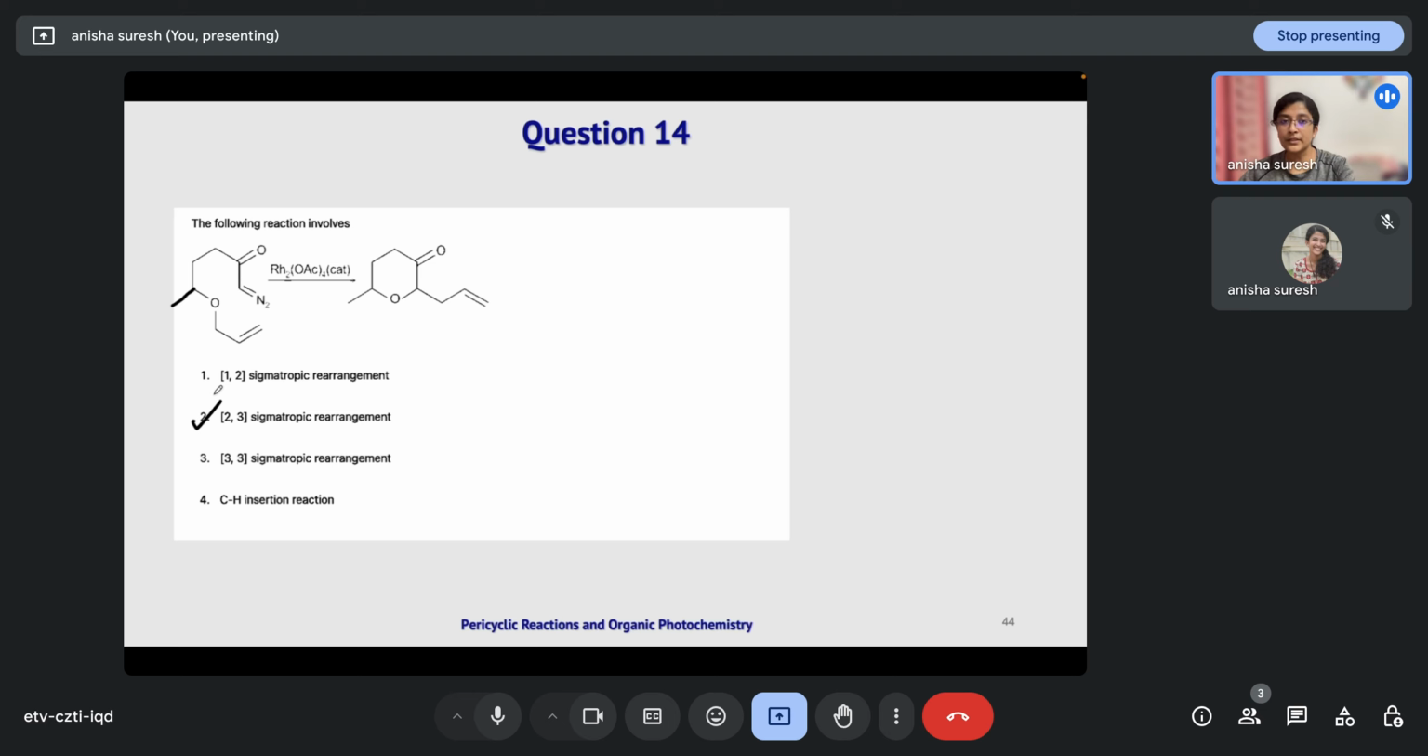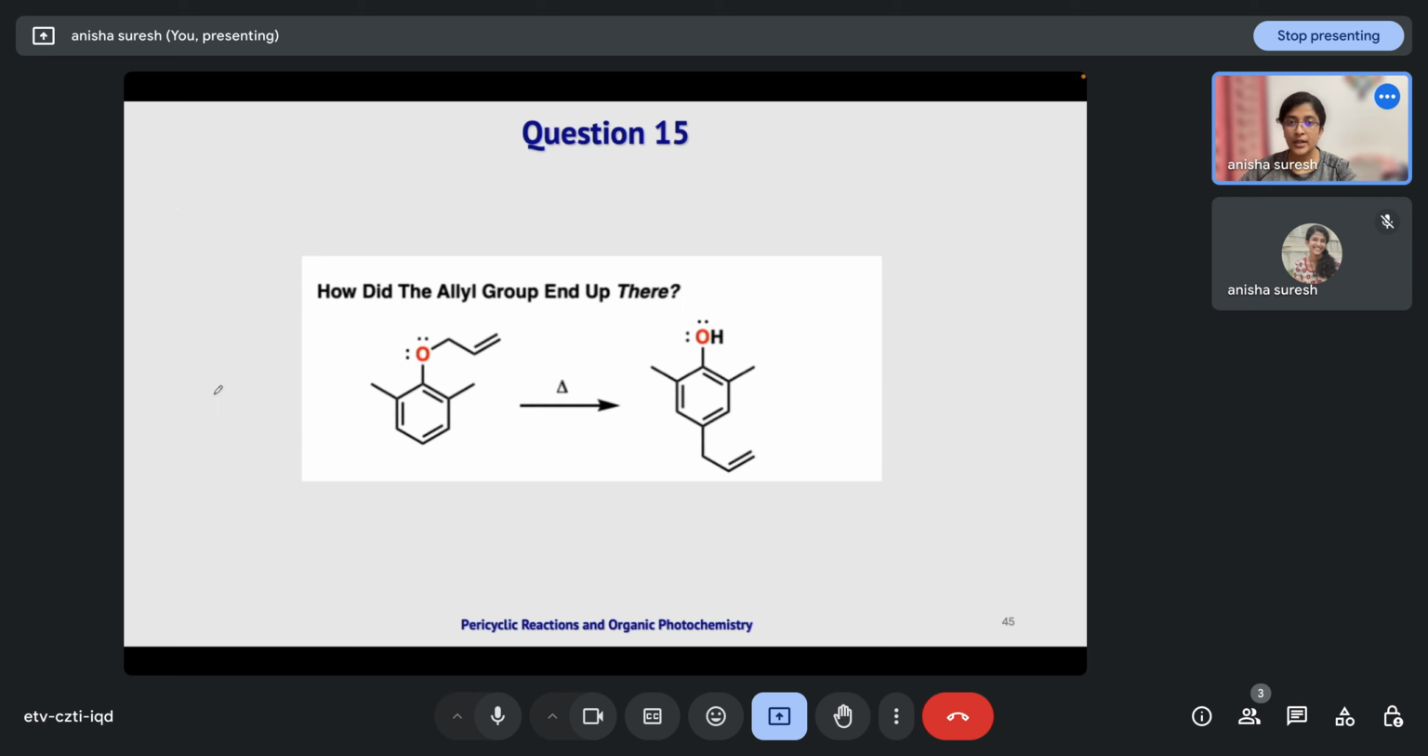Now coming to the 15th question. So the right answer is option 2. This sort of question was discussed in the lecture. How did the allyl group end up here? Here a 3,3 sigmatropic rearrangement will be taking place. 3, 2, 1, 3, 2, sorry, numbering mistake.